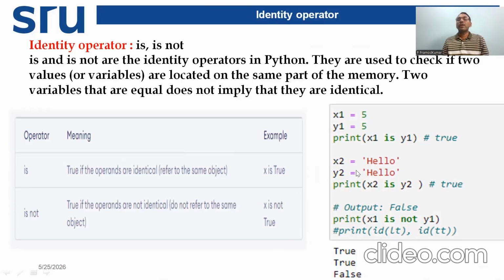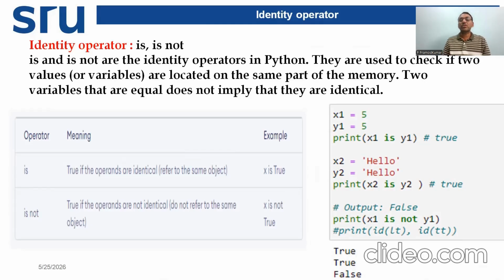The next one is a string example. x2 is equal to hello. Hello is a string stored at a particular location. Say its location address is 1000. Now I am assigning the same hello to y2. When I assign the same hello to y2, it is not going to preserve that in another location, for example 2000. It also refers to the same location 1000 already having hello. So x2 is referring to location 1000, y2 is also referring to location 1000. As both of them are referring to the same location, both of them are identical to each other. Hence the result is true.